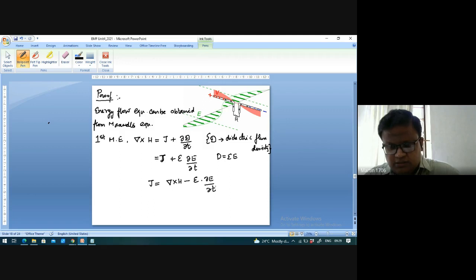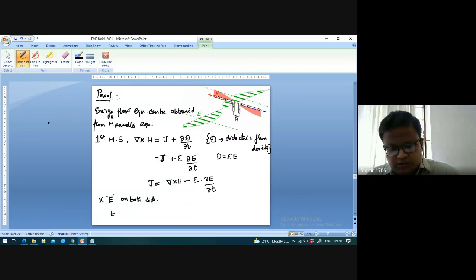Okay, dou E by dou T. So now I am further simplifying this equation. I'm going to multiply with the electric field, so simply put the cross symbol, multiply by the electric field on both sides. It will be nothing but the power per unit volume.